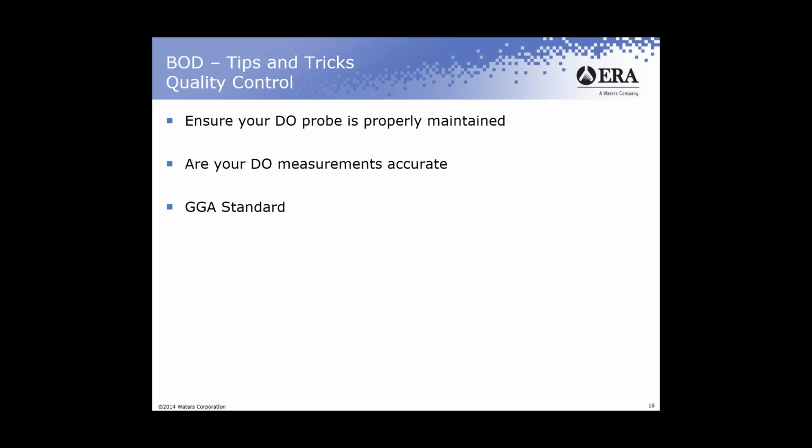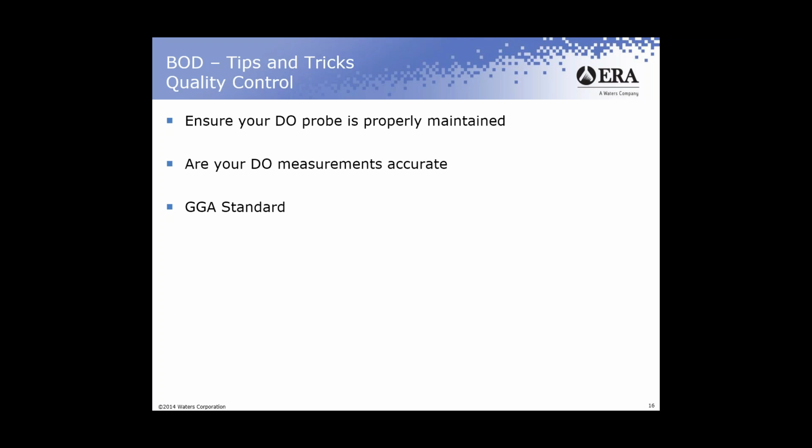Another important thing for quality control, because it's written in the method, is your GGA standard. If you're not running that, you don't know if you're doing a proper incubation. You don't know if you're doing the test properly. That GGA standard, if you make it up yourself, it's also available from commercial vendors. It will let you know how much BOD you're supposed to get back: 198 plus or minus 30.5. If you're outside of that range, you want to do some troubleshooting.